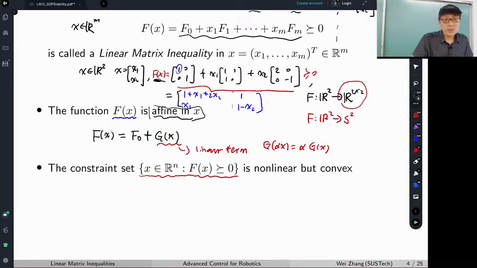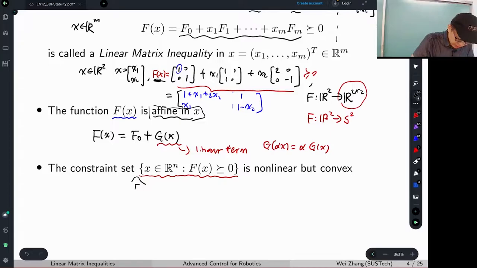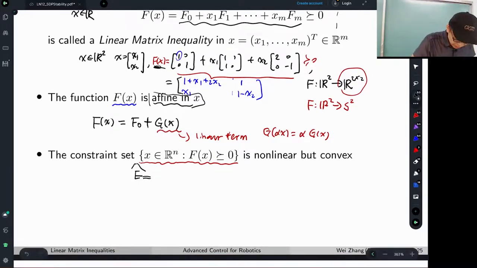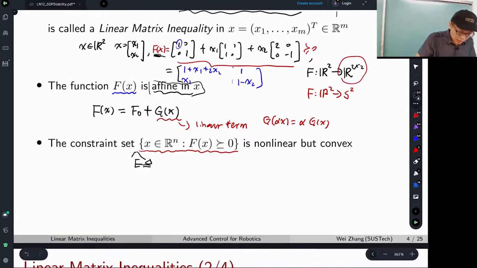By convex definitions, you just need to check. Suppose we define this set as E. That's my constraint, E is defined as this set. All I need to show is that E is convex.